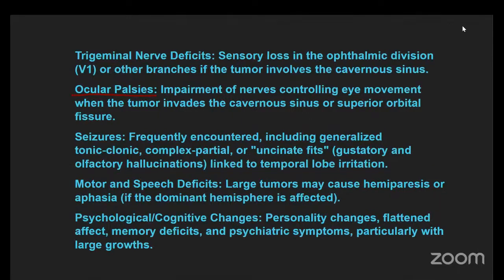Then we have seizures. Seizures can be completely temporal type. They can be complex partial uncinate seizures because of temporal lobe irritation. They can also be due to irritation of the frontal lobe if the lesion has grown above. Motor and speech deficits. Why? Because we have thoroughly discussed, there is Broca's area right here. Let me go back and show you that image.